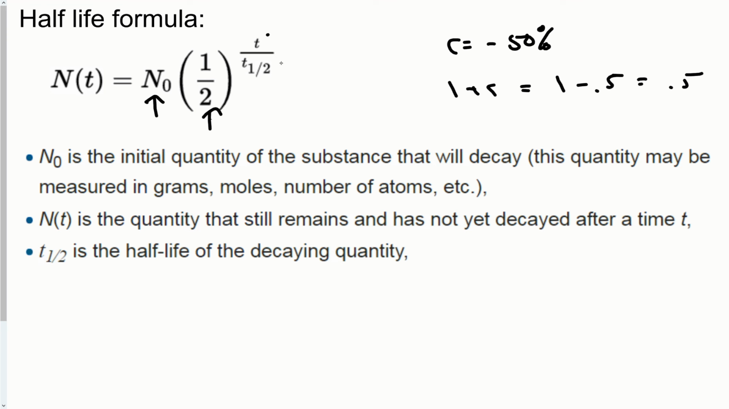Okay, and then total time divided by the number of half-lives. How many times do you cut this thing in half? Okay, and this is not t to the 1/2 power, right? This is t sub 1/2. It just means the half-life of the decaying quantity. All right, so let's set this up.